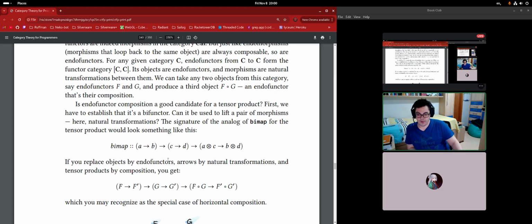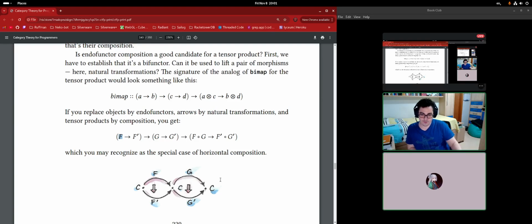If you replace objects by endofunctors, arrows by natural transformations, and tensor products by composition, this is kind of insane if you think about it, because there is a natural transformation from F to F prime, and there is a natural transformation from G to G prime. And what we are doing with them is composing F with G, and that is a first element to get the composition of F prime with G prime. So this is kind of insane within itself.